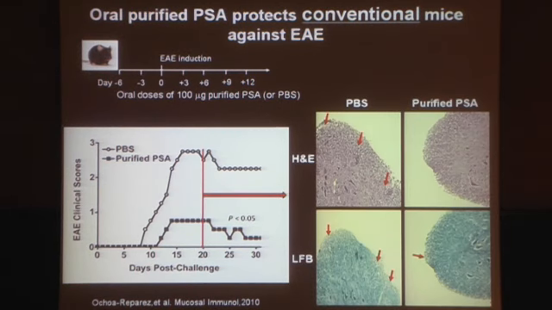And this is the histology of that. PBS in the left column, purified PSA treated in the right. There's demyelination here, and there isn't here. And there are nucleated cells, which my neurology colleague tells me are typical in the brain of patients with multiple sclerosis, and you see few in the purified PSA treated group.